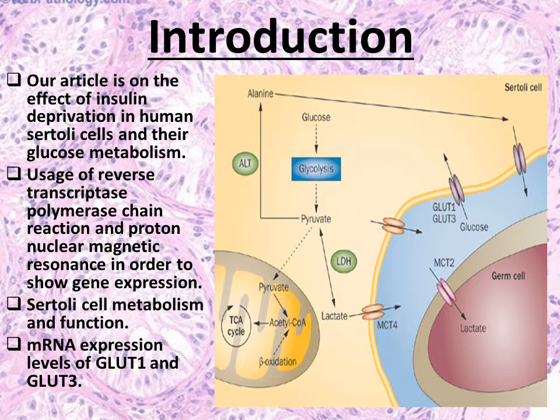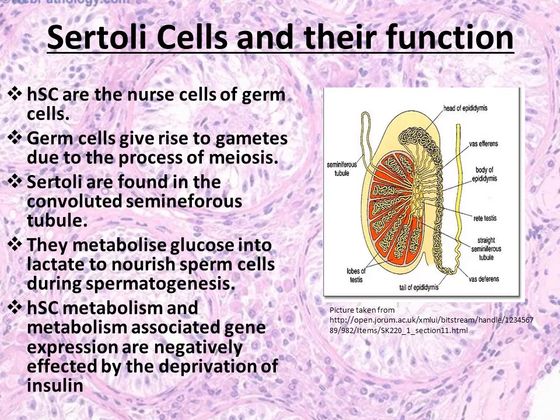Sertoli cells have a high capacity to produce lactate and preferably use lactate for energy metabolism instead of glucose. Human Sertoli cells are usually referred to as nurse cells because they supply physical and nutritional support for germ cells. Germ cells give rise to gametes through the process of meiosis. Sertoli cells are found in the convoluted seminiferous tubule, which is located in the human testicle. They metabolize glucose into lactate to nourish sperm cells during spermatogenesis.